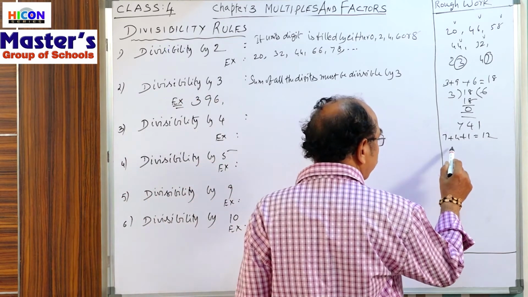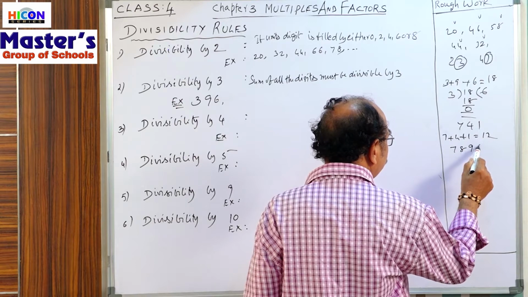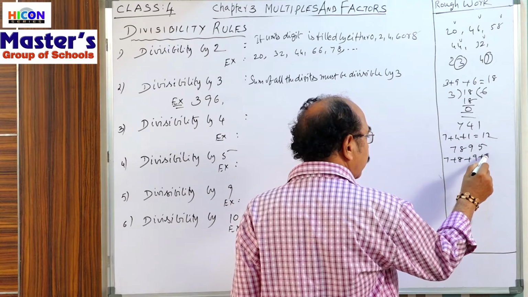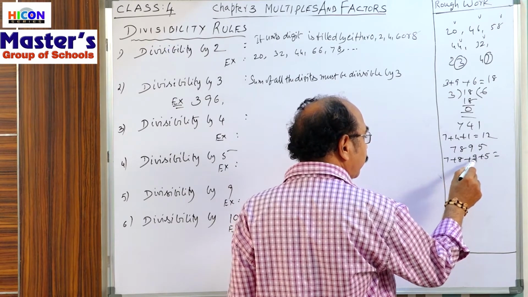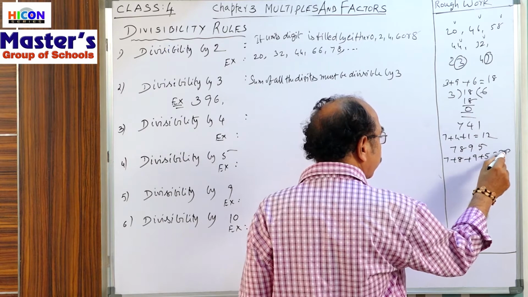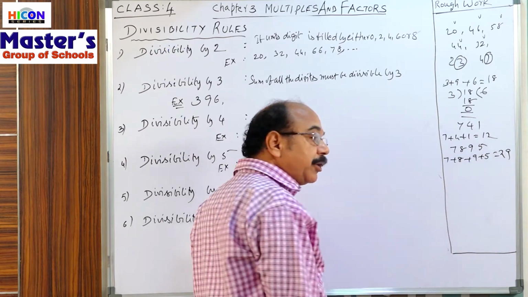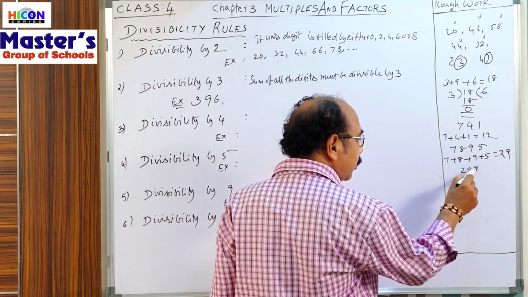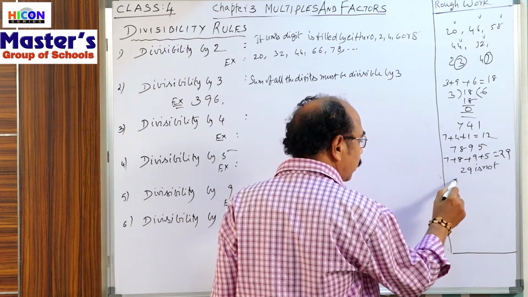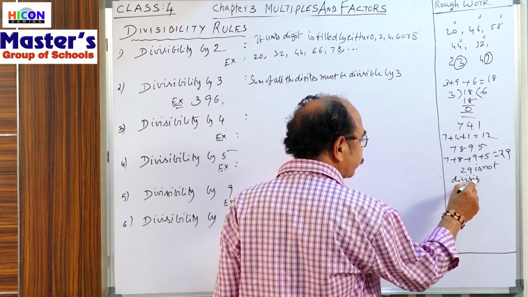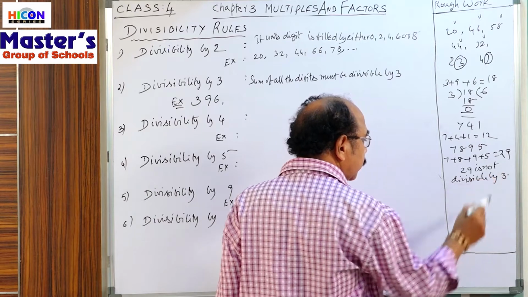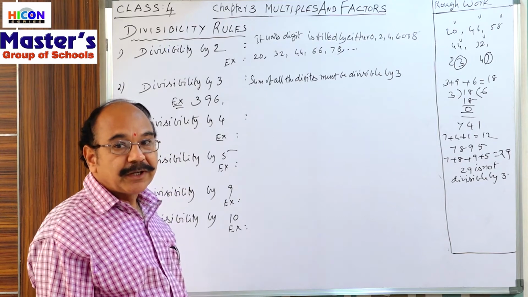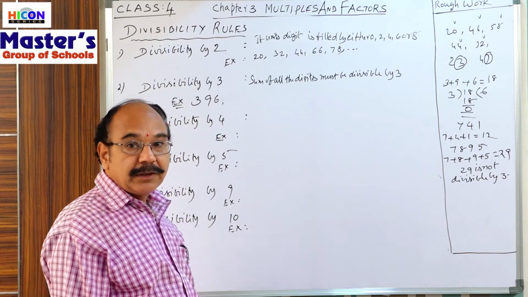Now, another number, choose 7, 8, 9, 5. Add 7 plus 8 plus 9 plus 5. How much, children? 7, 8, 15. 15 plus 5, 20. 20 plus 9, 29. 29 is not divisible by 3. So what do we say? It is not divisible. The given number 7895 is not divisible by 3.